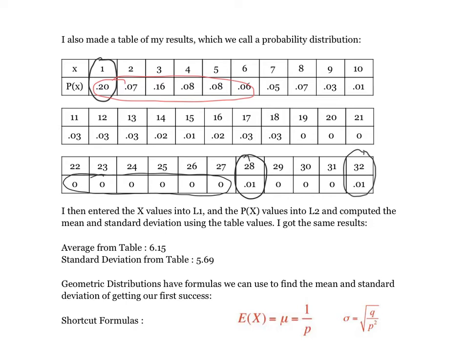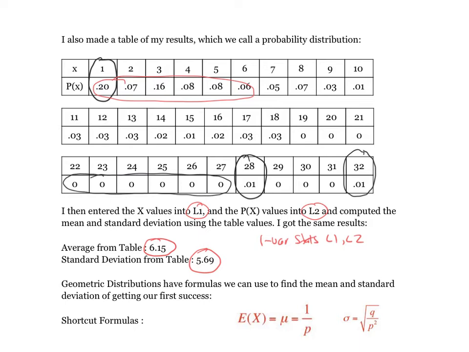So I took this table and entered the x values into L1 and the P(x) values into L2, just like we would with random variables, and then I did the one var stats L1, L2, which is what we learned in the last unit. And these are my answers. I got 6.15 as the mean and 5.69 as the standard deviation. Those are exactly the same answers I got when I just put the raw data in and didn't use the table. So either way, raw data or using the table, I got the same answers.